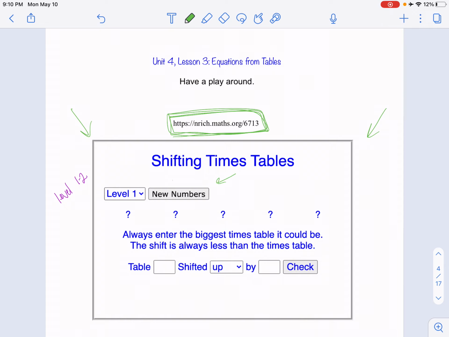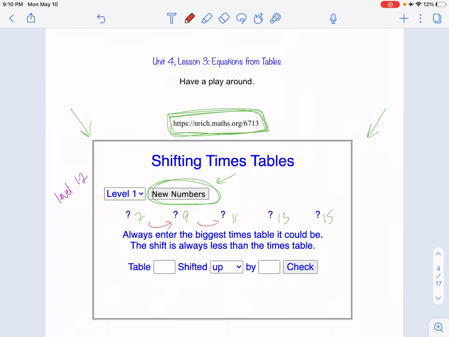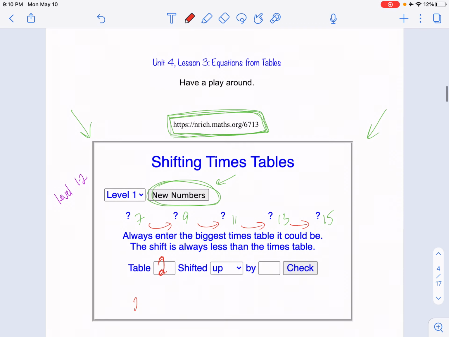bit. So click this button that says new numbers, and you'll see a list of values here. Okay, it might be 7, 9, 11, 13, and 15. And you're going to ask yourself, what is the times table? In this case, it would be the 2 times table. But then I have to shift it. What are the multiples of 2? Well, the multiples of 2 would be 2, 4, 6, 8.